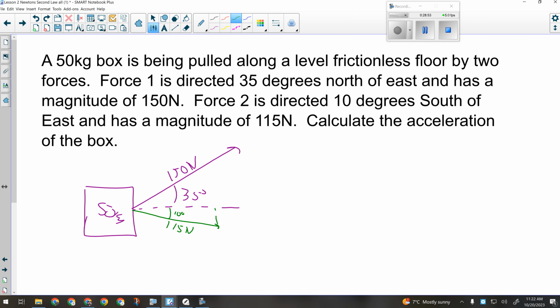So now then, I've got to get a vector diagram. Right, so this will be 150 newtons. It'll have an X and a Y, and then I'll have this 10 degrees. 10 degrees, yeah. Okay, 10 degrees at 115 newtons. That means that my net force is this line here.